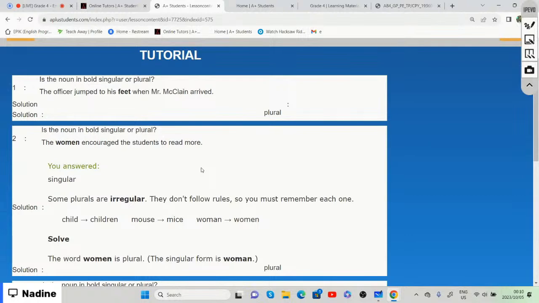And we made an example of child. It is one child, and more than one child is children, right? So it's not childs, it is children, right? One child, but two or more children, not childs.